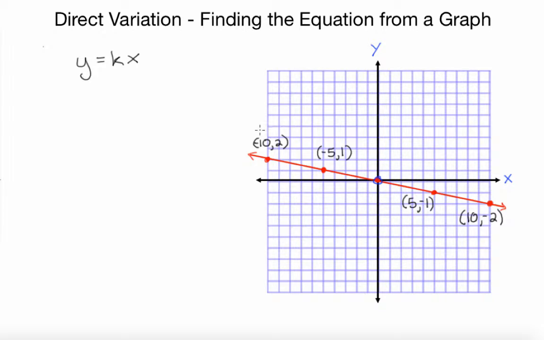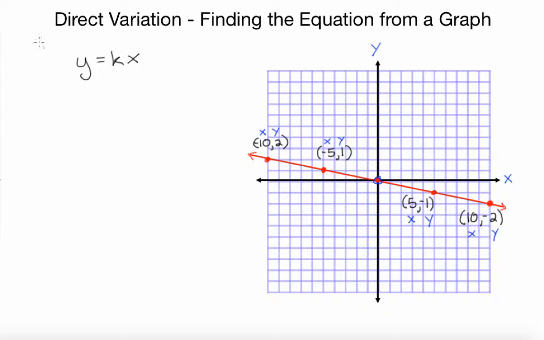So I'm going to go ahead and label that this negative 10 is an x value. That 2 is a y value. This negative 5 is x, that 1 is a y. This 5 is an x, that negative 1 is a y. And that 10 is an x, that negative 2 is a y.